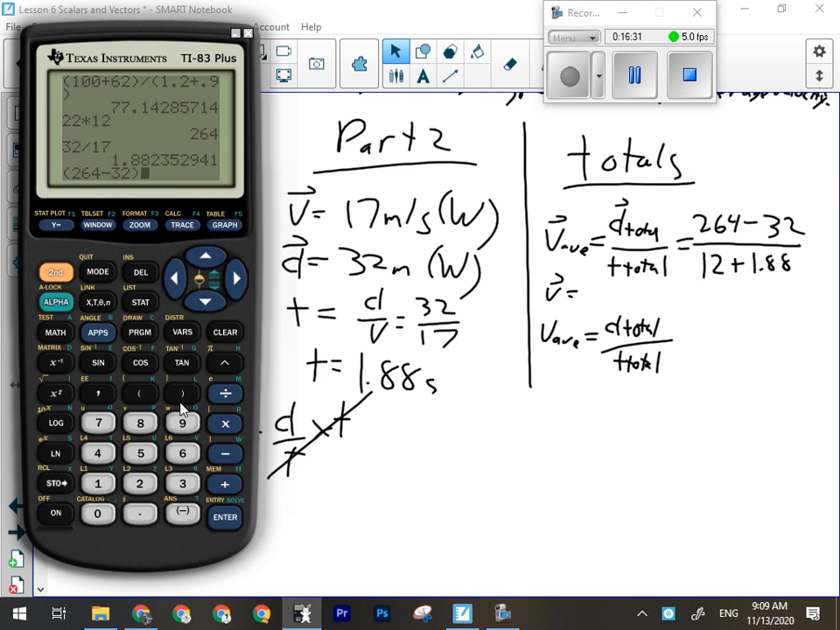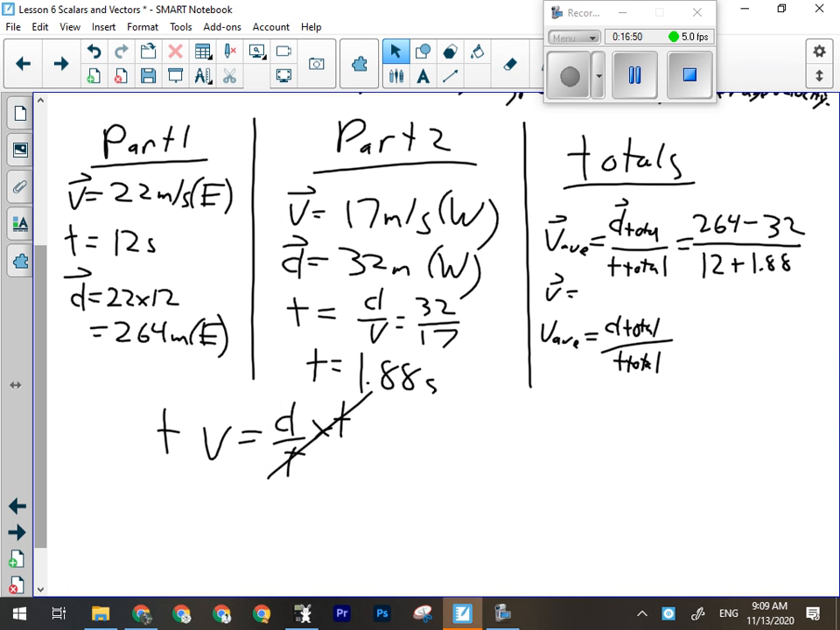it's 232. Anyway, it's just one of those Friday brain farts. Okay, 12 plus, and then to keep all my decimals, I'm just going to hit answer from the last one because that's got all the decimals in it. All right, so we're looking at an average velocity of 16.7.